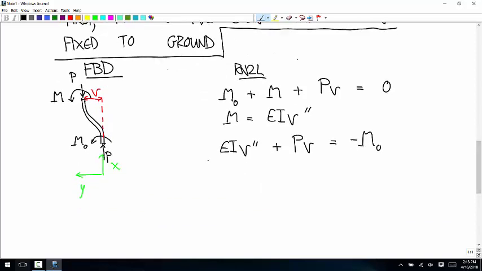And then divide everything by EI, and you get the general differential equation that we're going to be working with. V double prime plus P over EI times V is equal to, and at this point, everything looks exactly the same as it did with the pin connection between the column and the ground. But now, instead of 0 on the right side, we have negative M sub 0 over EI.